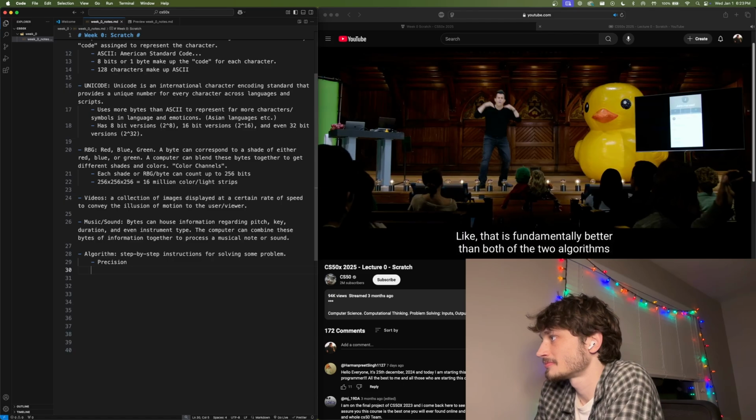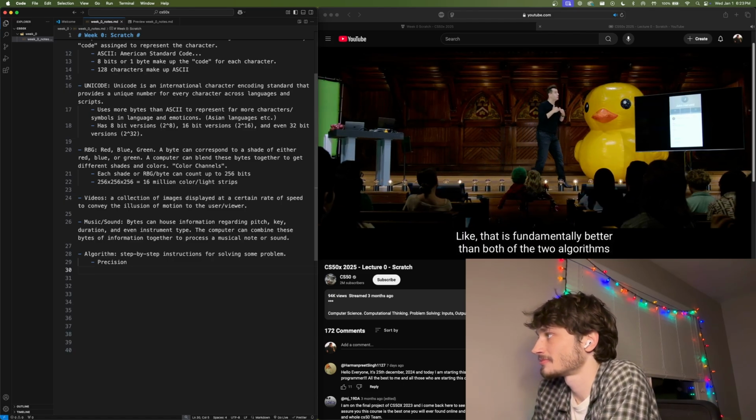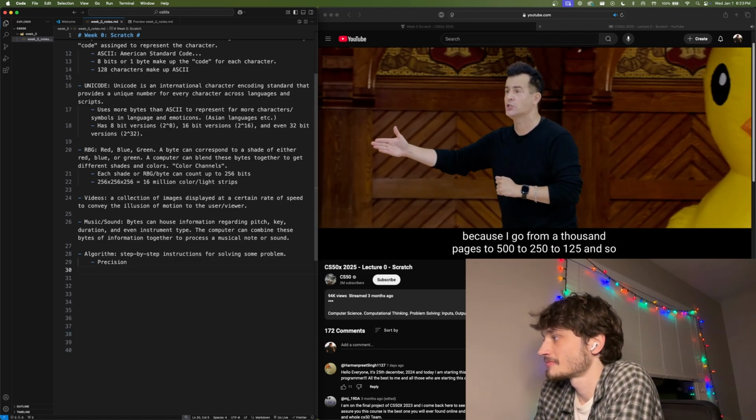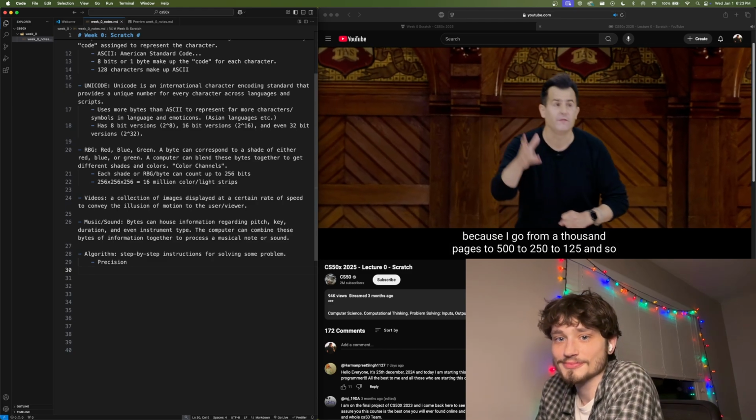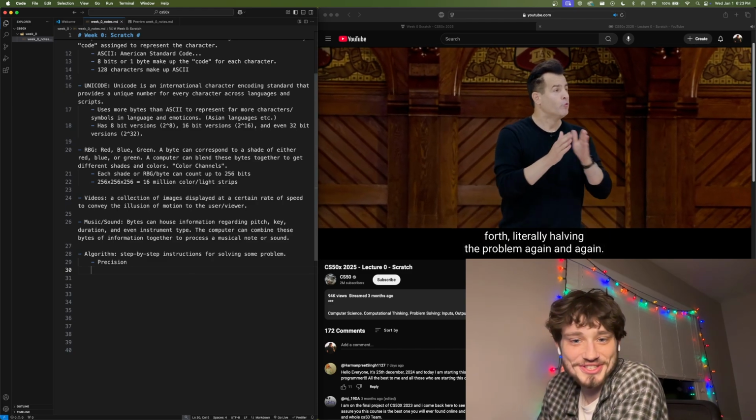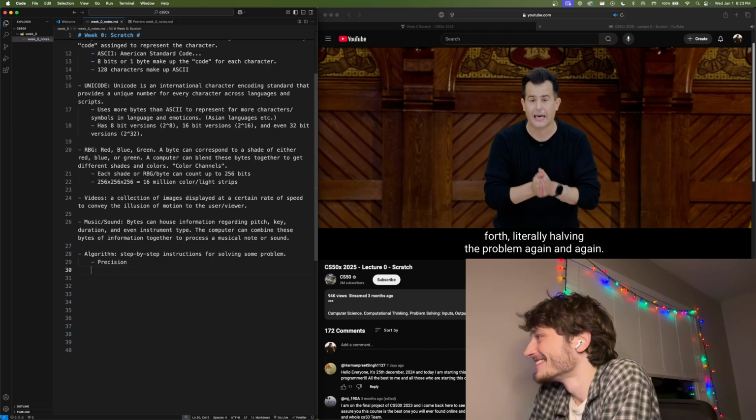That is fundamentally better than both of the two algorithms because I go from 1,000 pages to 500 to 250 to 125 and so forth. Good job, literally halving the problem again and again.